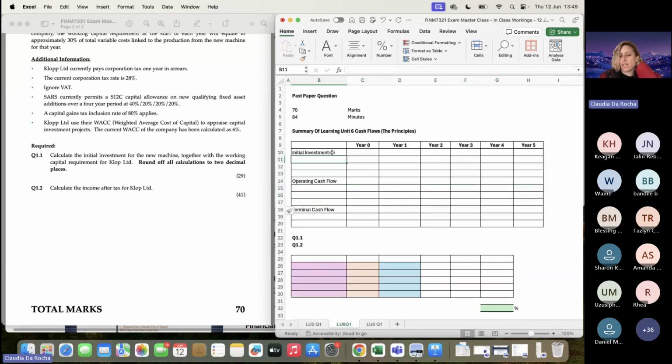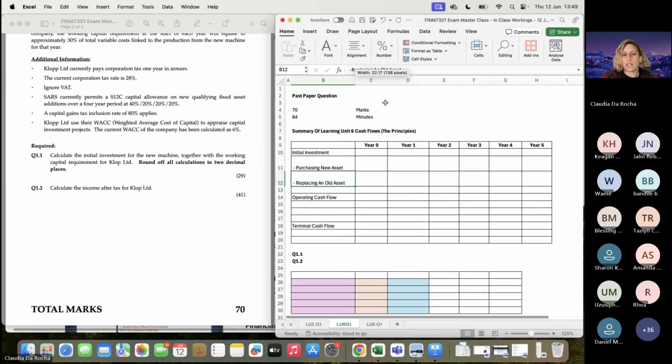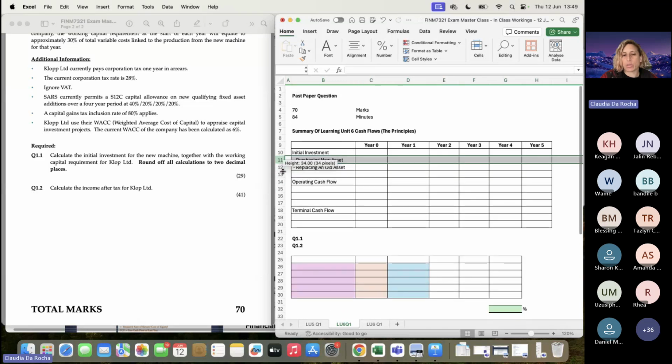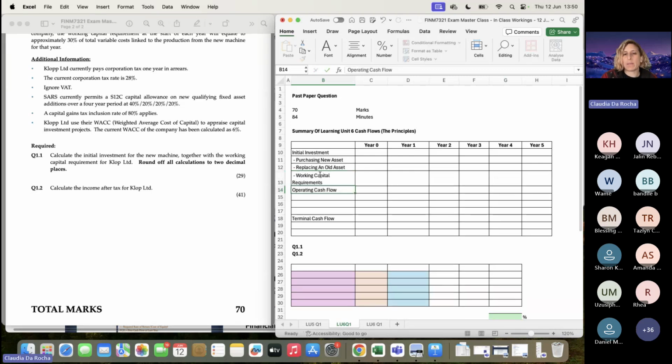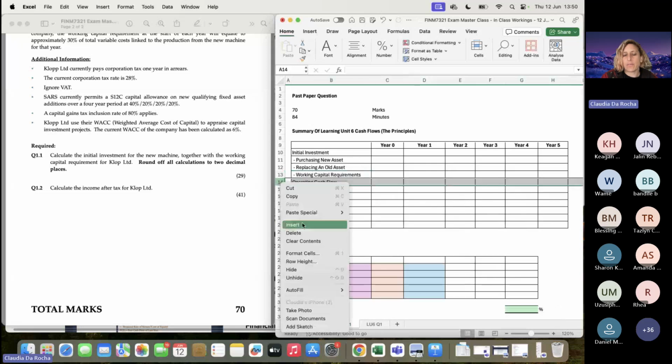In your initial investment, it's either that we are purchasing a new asset, or we are replacing an old asset. And then we have working capital requirements. These are normally the 3 elements that exist.